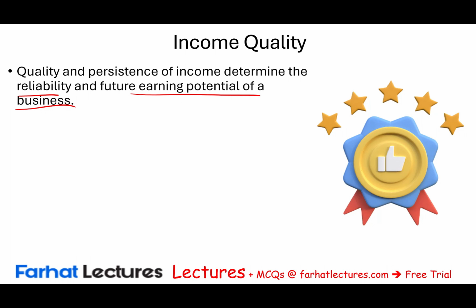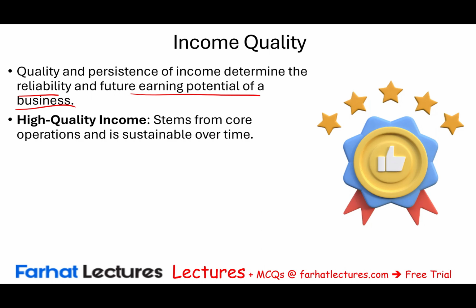If it's a repeating income for the past 5 years, if everything else stays the same, there's no reason for that income not to repeat in the next 3 to 5 years. So this is what the quality of the income is, if it's persistent. High quality income stems from core operation, from what we do as a business, and different businesses do different things. They have one core business.